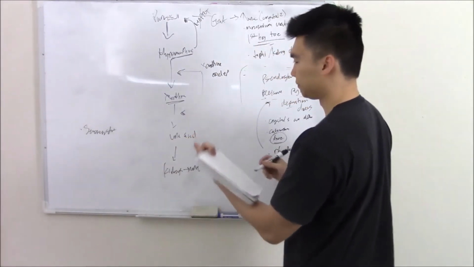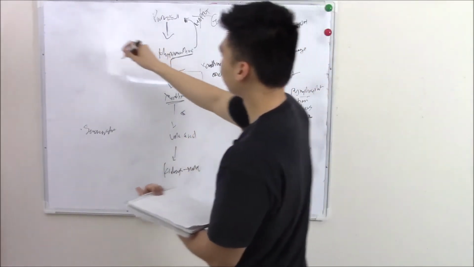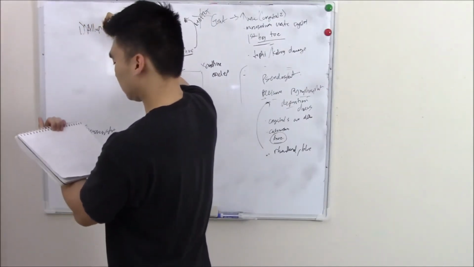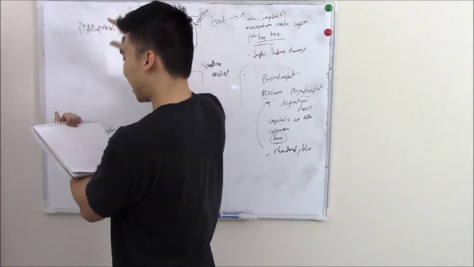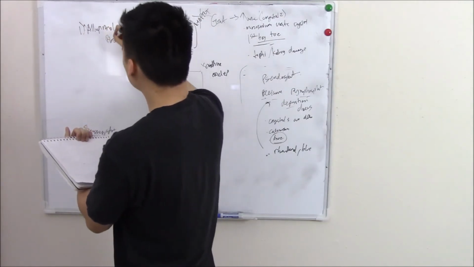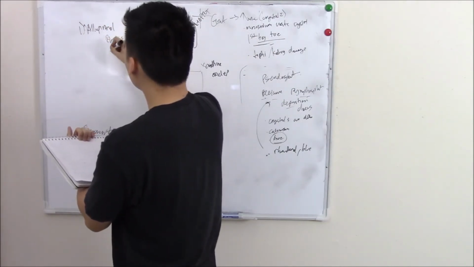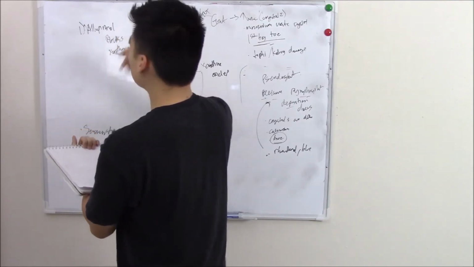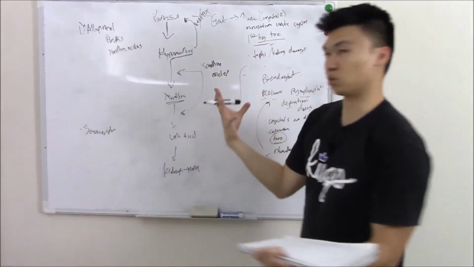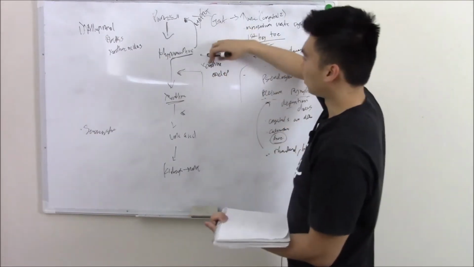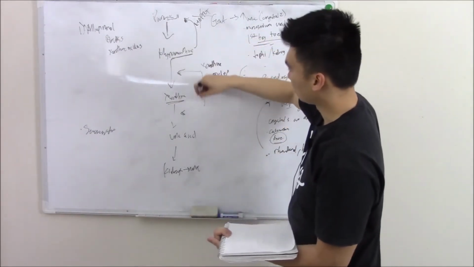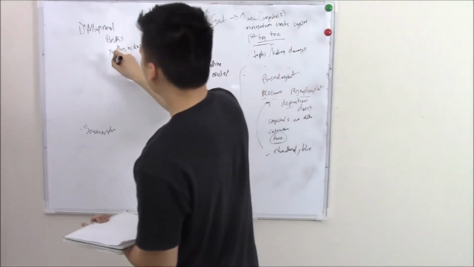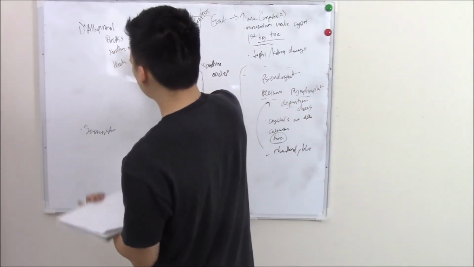Well, we can have allopurinol. Allopurinol blocks xanthine oxidase. That's a pretty big enzyme to block. That does like the grunt of the work. By blocking this, we can't go down the pathway and create uric acid. Very clever. So it blocks uric acid formation.